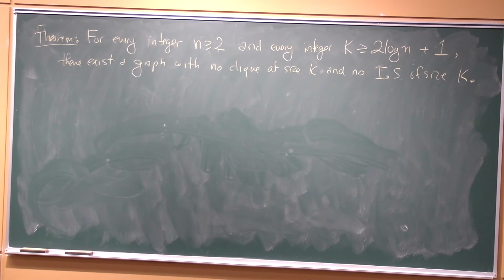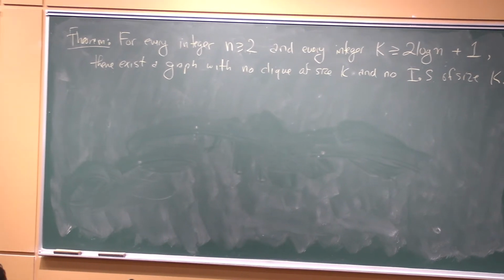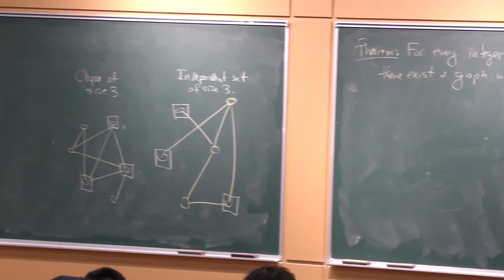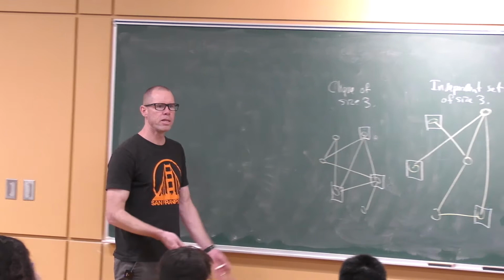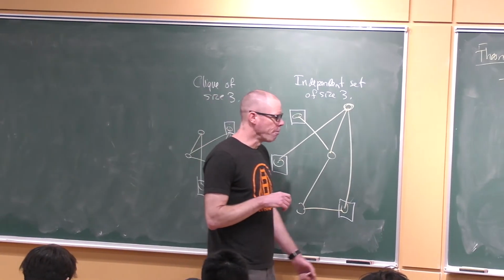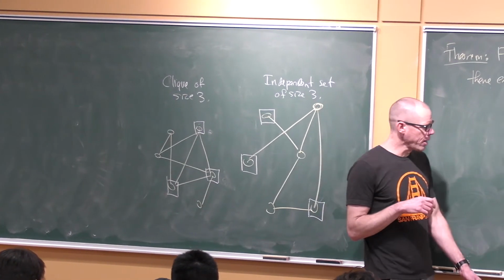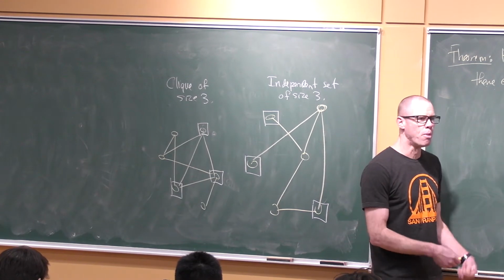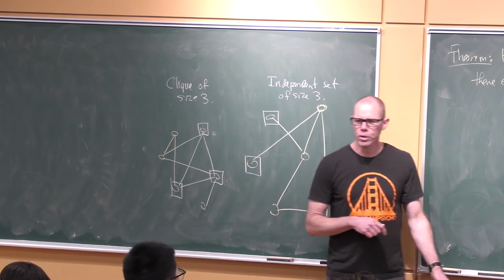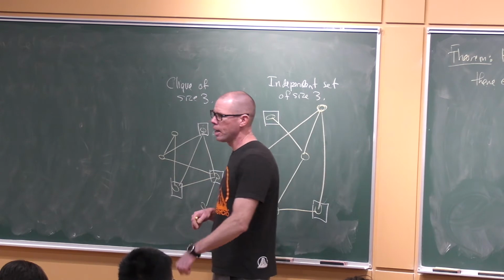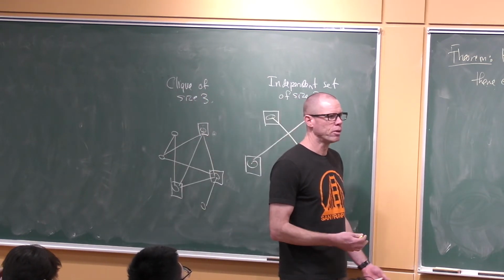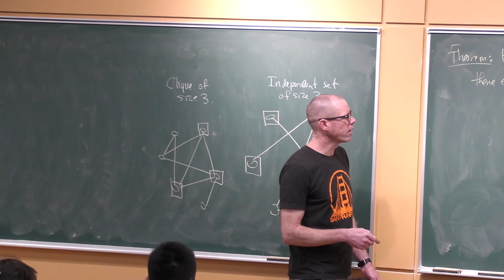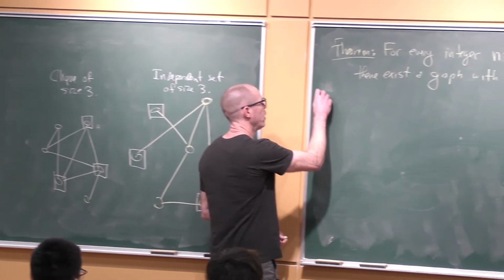we're going to design an experiment that builds a random graph, and we'll look at the event that that graph contains a clique of size k or an independent set of size k. And we'll show that actually the probability that that happens is smaller than 1, which means the probability that it doesn't happen is bigger than 0. And if it doesn't happen, that's a graph with no clique and no independent set of size k. All right. So let's do that.